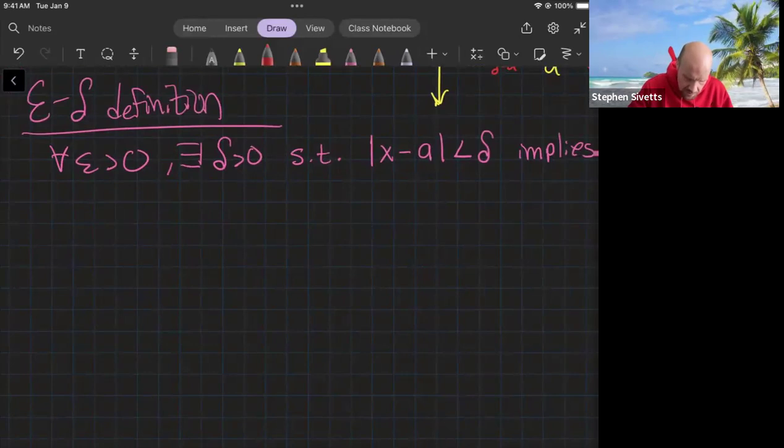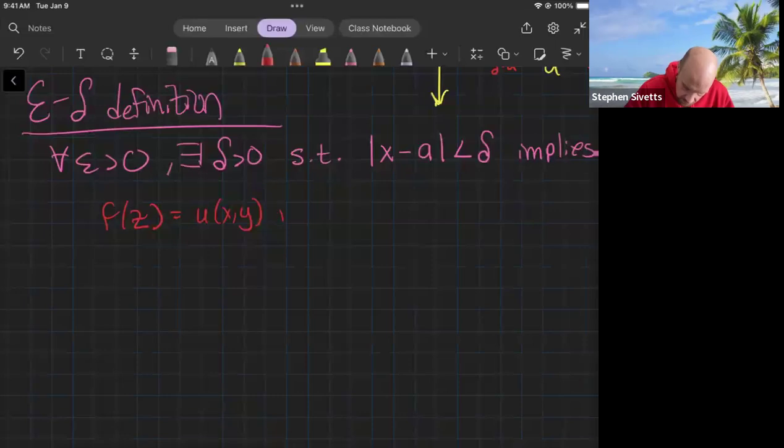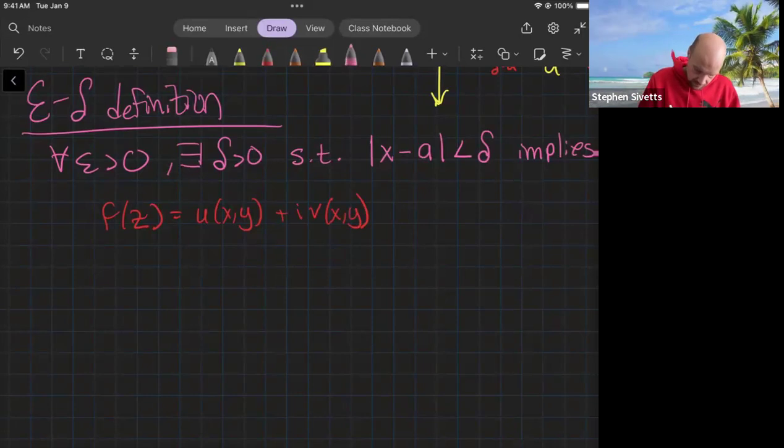So in terms of complex numbers, we are going to deal with multivariable functions, right? Because after all, a complex function is broken down into a real component, a real function u, plus an imaginary function, v. Okay.